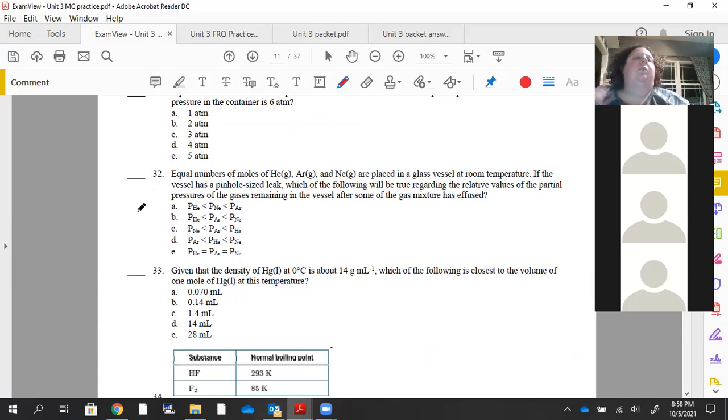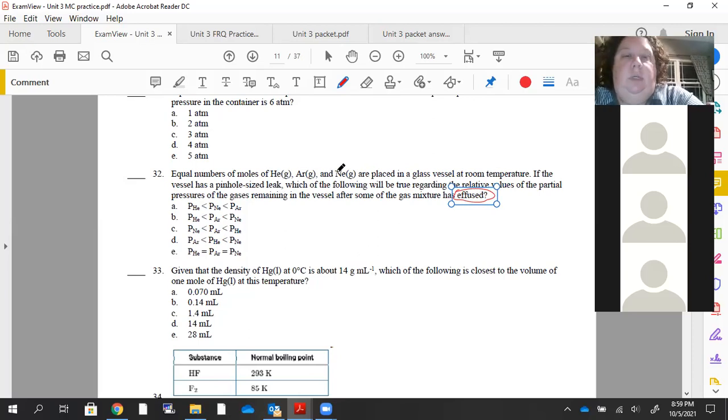Equal numbers of helium, argon, and neon are placed in a glass vessel at room temperature. If the vessel has a pinhole-sized leak, which of the following will be true regarding the relative values of the partial pressures after some of the gas mixture has effused? So again, don't panic about that word effused. It just means leaked out. So if I've got helium, argon, and neon, and they're able to leak out of a very small hole in a vessel, then we need to talk about the size of the particles, about the speed of the particles.